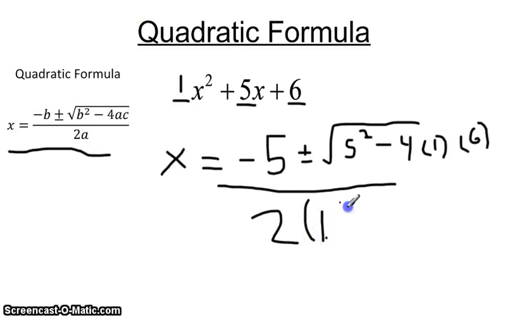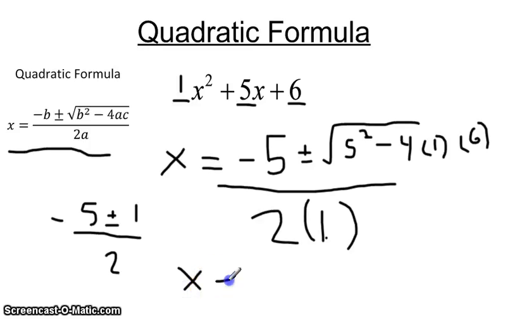Once you get everything solved under that radical, it'll end up being negative 5 plus or minus 1 over 2. So when that's simplified, it'll either be x equals negative 3 or x equals negative 2.